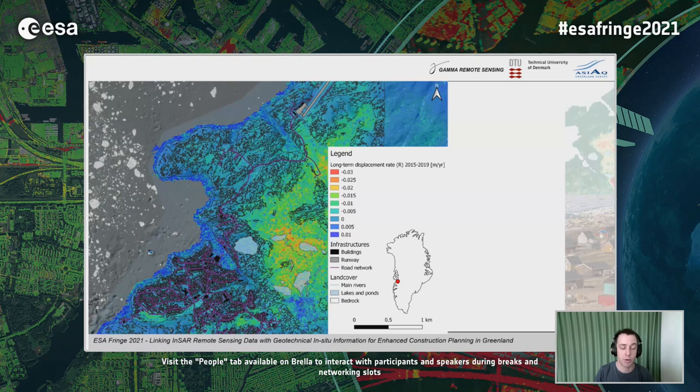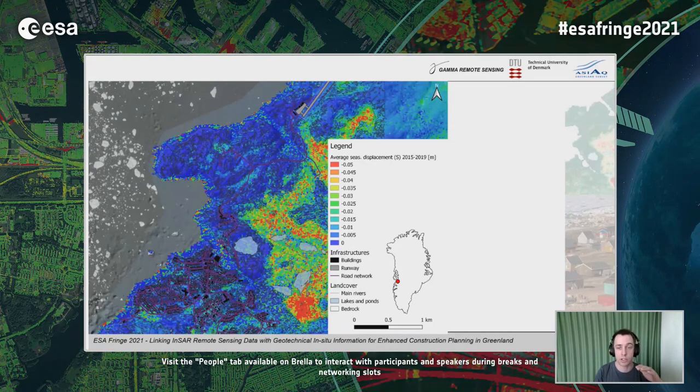we separated the long-term linear trends from the seasonal amplitudes. So here we have the long-term trend, meaning 2015 to 2019, which is not that long at the moment, but the time series will continue. And the average seasonal displacement, you see there is room for improvement. We still have noisy data. But the concept works. We can separate both elements.